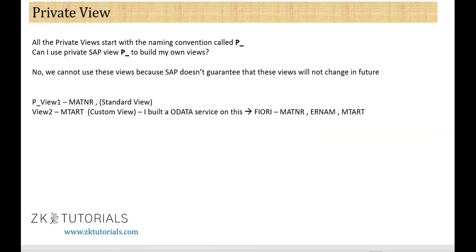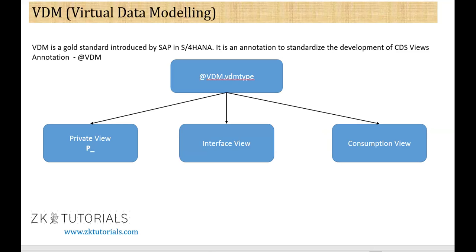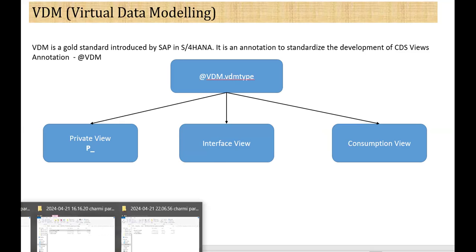So SAP came up with the private view, and we cannot extend that view. For example, if I consume this view in another view, and some changes are made in the standard view underneath our private view, then it will start giving errors in my extended view also. Then, as we said in the last session, we will discuss the interface view. Which view should we use? The one we can use in our system.